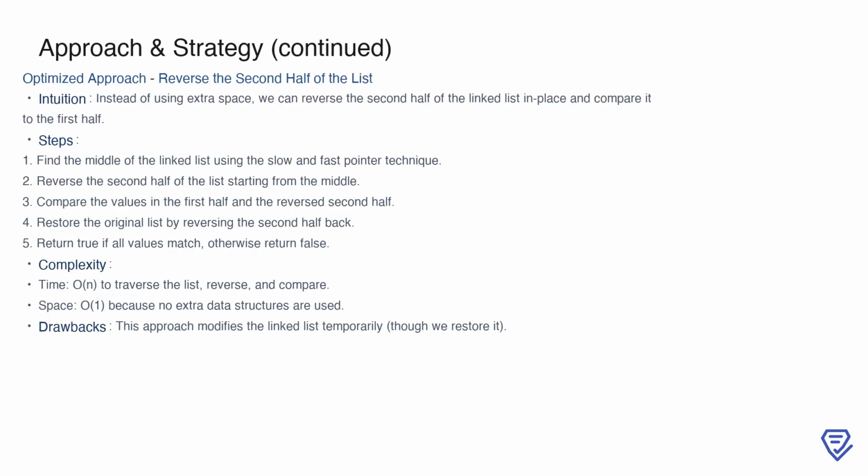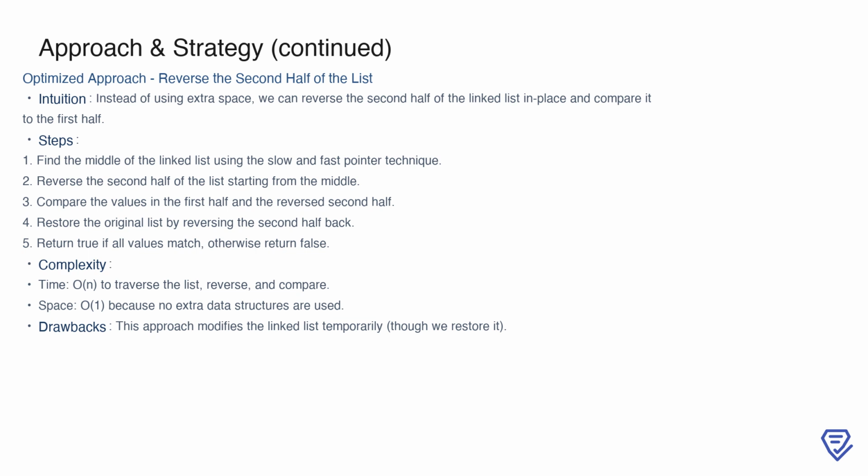A more efficient approach involves reversing the second half of the linked list in place and comparing it to the first half. The idea here is that we don't need extra space to check for a palindrome. First, we find the middle of the list using the slow and fast pointer technique. Then, we reverse the second half of the linked list starting from this midpoint. Once reversed, we compare the nodes of the first half with the nodes of the reversed second half to determine if the values match. To preserve the original structure of the list, we reverse the second half back to its original order after the comparison.